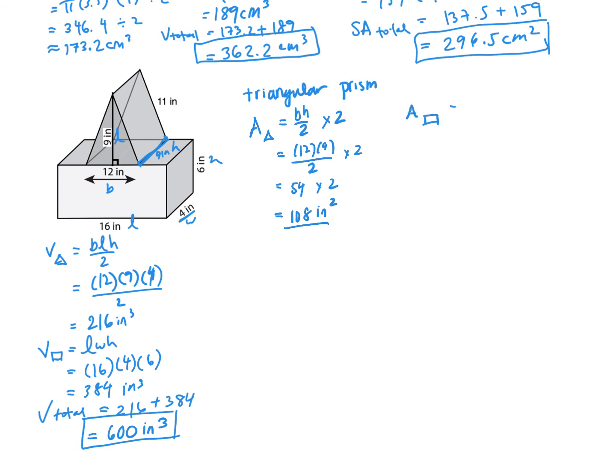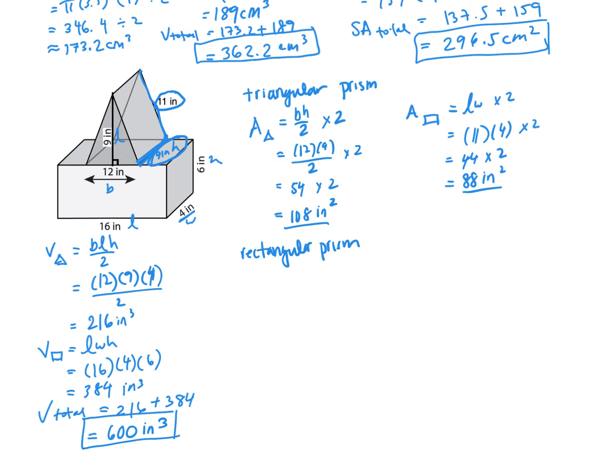The area of the 2 rectangles we have, they are identical. The dimensions are the 4 inches here and the 11 inches here. That would be the length and the width. So we're going to do length times width and double it. So 11 times 4 doubled. 11 times 4 is 44. So that's one of the rectangles. Doubled is 88 inches squared. So the 108 for the triangles, the 88 for the rectangles, and now let's go to the rectangular prism.